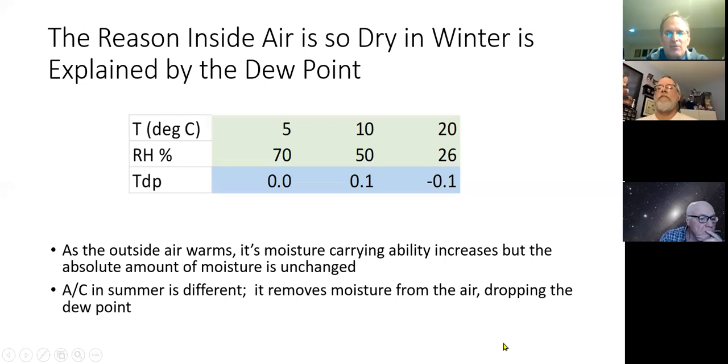With the AC on in the summer, it's very different. The AC is actually removing moisture, goes down the drain from the condenser. So it's lowering the absolute humidity. It's lowering the dew point, but it behaves a little bit differently.